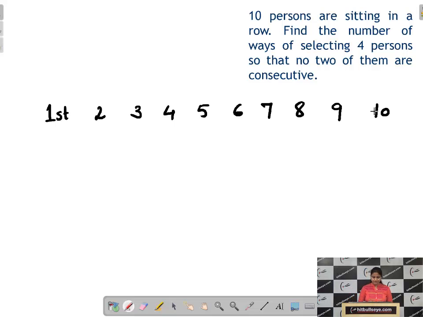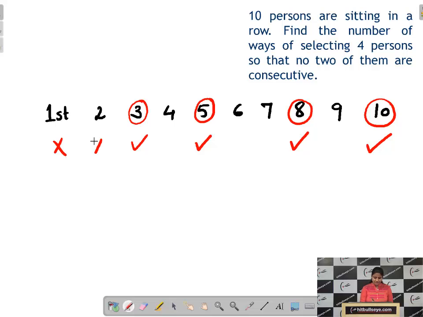So what we can do here, suppose we are choosing 4 persons and corresponding to those persons we are putting a tick. For example, if I take third person, 5th, 8th and 10th, that is a permissible way because in this case no 2 of them are consecutive. So we are putting a tick on selected persons and we are putting a cross sign on non-selected persons. So every time we are putting 4 ticks and 6 crosses, and we need that no 2 ticks are together.